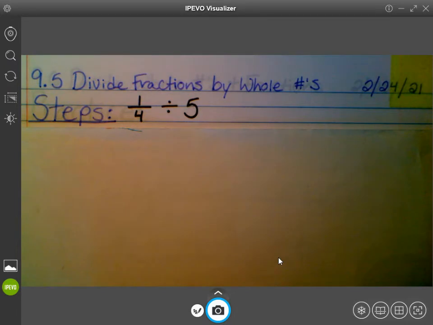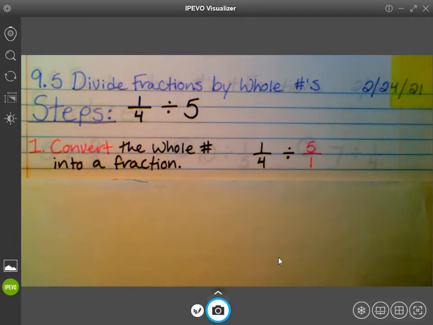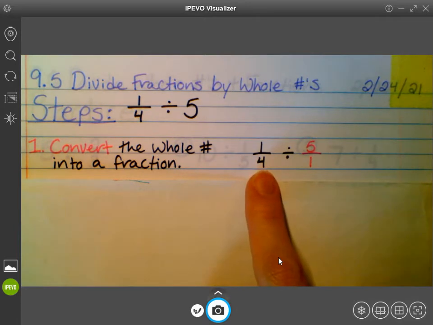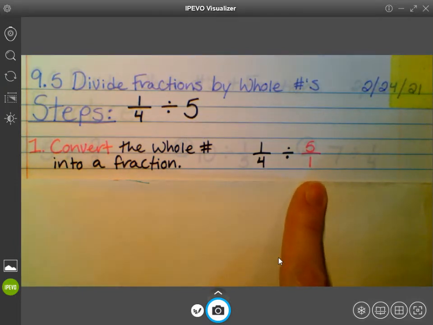All right, we ready? Awesome. So first step, just like yesterday, we need to convert the whole number into a fraction. So instead of it being before our division symbol today, it's after. So first step, we convert the whole number into a fraction. So 5 becomes 5/1.